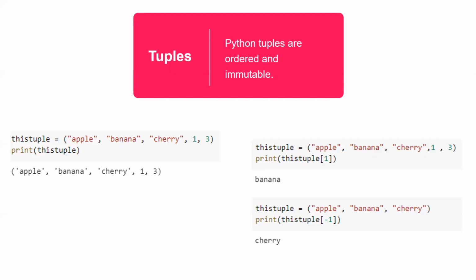On your right side, the first code snippet illustrates how to retrieve the elements of a tuple. Apple is stored at 0, banana at 1, cherry at 2, 1 at 3, and 3 at 4 index value. So, this tuple[1] gives us banana, and similarly, this tuple[-1] gives us the last element in the invoking tuple, that is, this tuple.